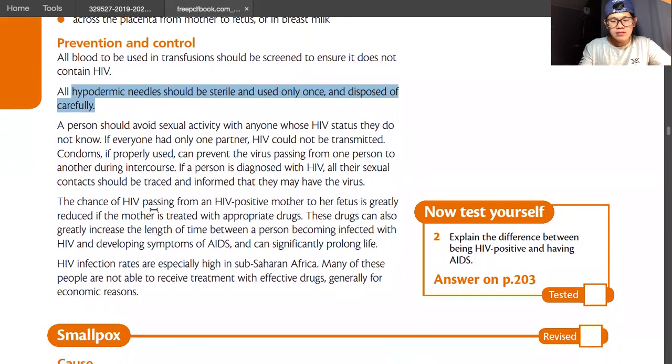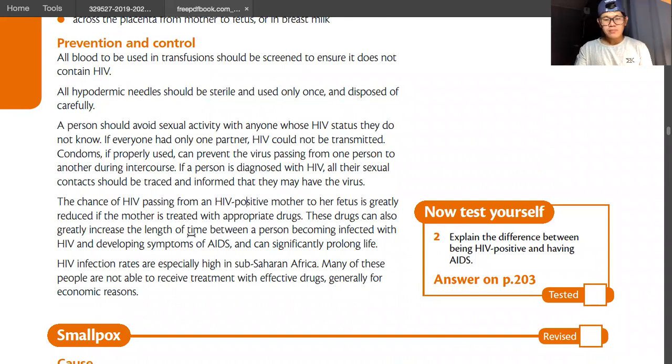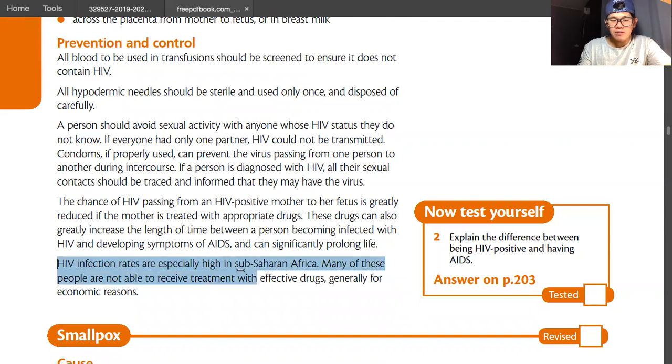And what they are talking about here is HIV infection rates, which are especially high in sub-Saharan Africa. Many of these people are not able to receive treatment with effective drugs, generally for economic reasons.